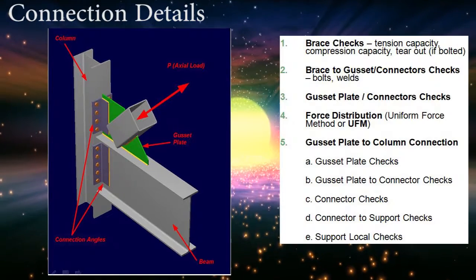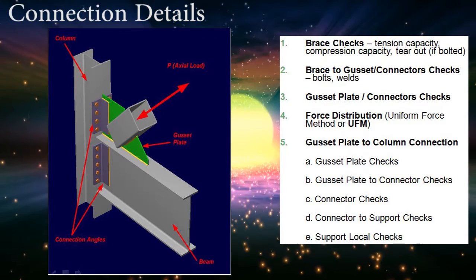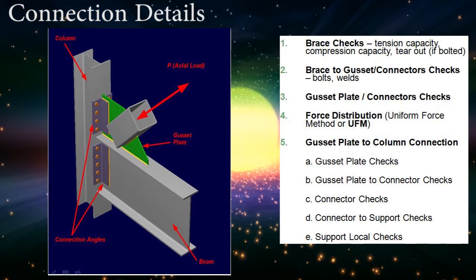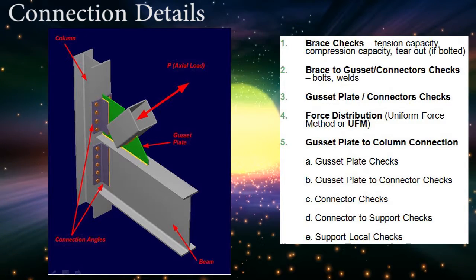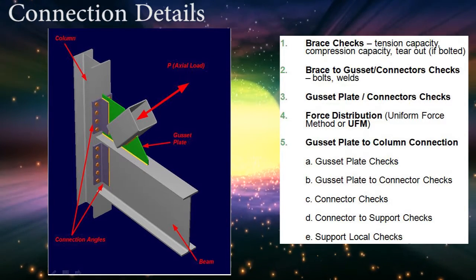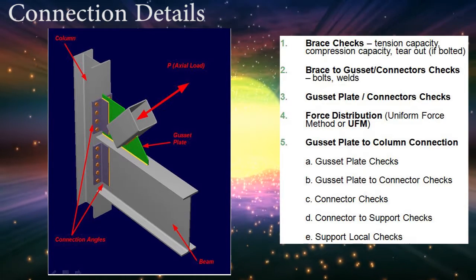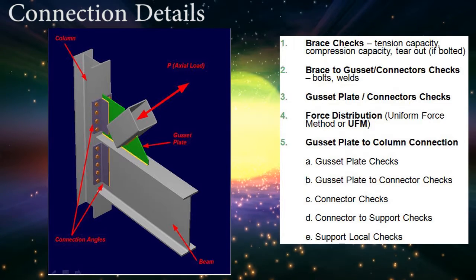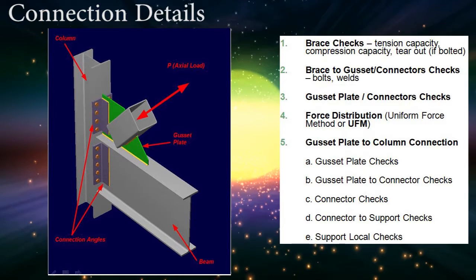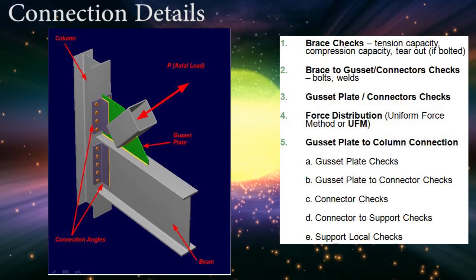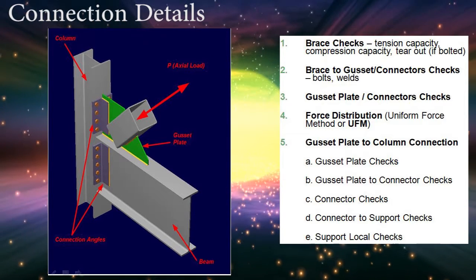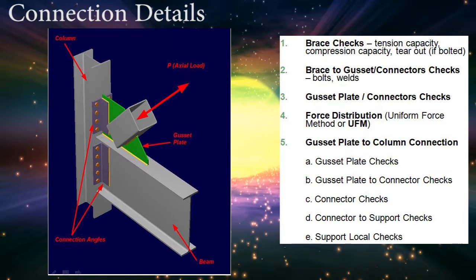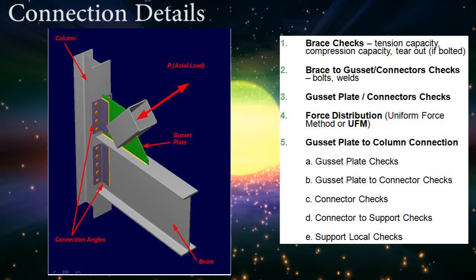C. Brace connections. Brace checks, tension capacity, compression capacity, tear out, if bolted. Brace to gusset, connector checks, bolts, welds. Gusset plate, connector checks. Force distribution, uniform force method or UFM. Gusset plate to column connection. A. Gusset plate checks. B. Gusset plate to connector checks. C. Connector checks. D. Connector to support checks. E. Support local checks.